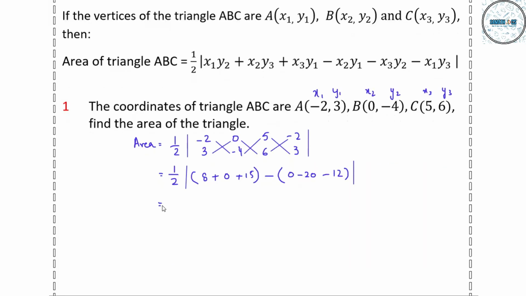Is equal to 1 upon 2 absolute of 15 plus 8 is 23. Minus 20 minus 12 is -32. And when -32 will be multiplied by the minus sign, it will be plus 32.